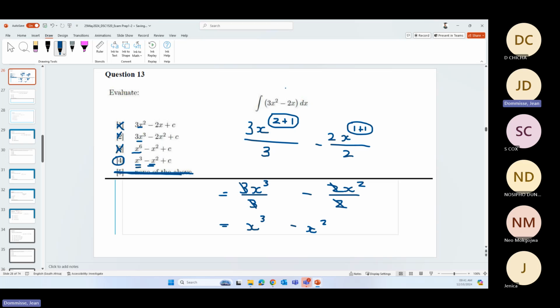And then finally, we don't know if there was a constant. So what we just add to the final answer is plus c. That will take care of the constant, because when we differentiate, the constant will fall away. So we're not always sure if there was a constant, so we just add plus c. If the constant is 0, it doesn't matter. But if there was a constant, we at least cover for that. Okay, so that is option 4.